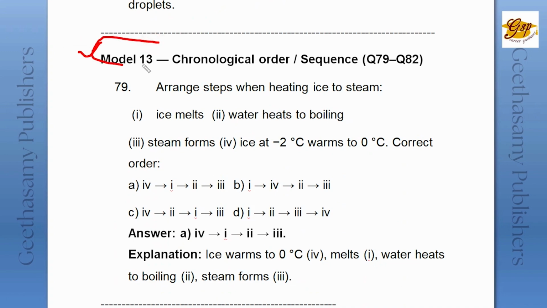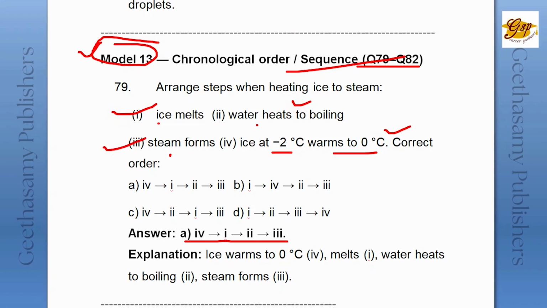Model 3, chronological order or sequence, questions 79 to 82. Arrange the steps when heating ice: ice melts, water heats up, boils and turns to steam. Ice at -2 degrees centigrade, warms to 0 degrees centigrade, the correct order is 4, 1, 2, 3. This is the first one, then second, third, and fourth.